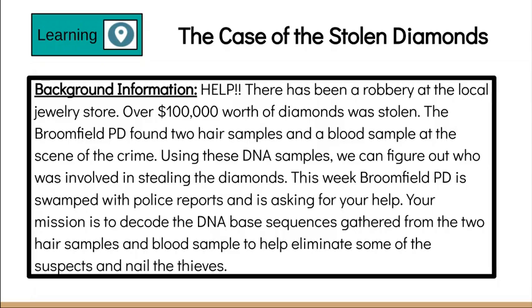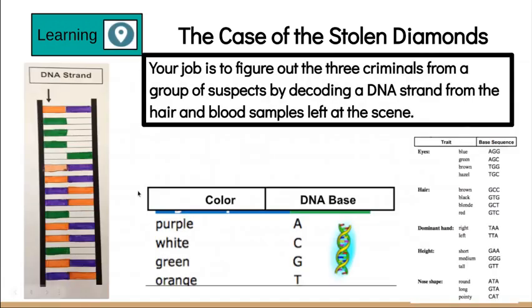So you will be given a list of suspects with their traits. You will also be given 3 DNA strands, like the one pictured here on the left, that represent the DNA that was found at the crime scene. You will also be given a color coding chart to help decode the DNA strand into DNA bases. And then you will be given a trait chart, which you will use to decode your DNA sequences into traits to figure out who are the 3 suspects.